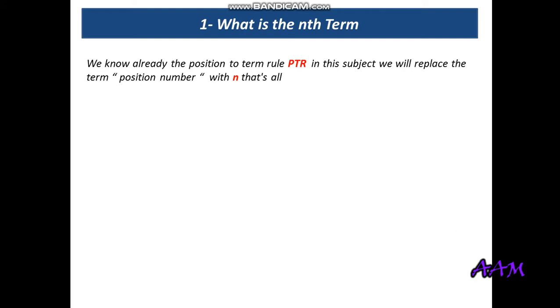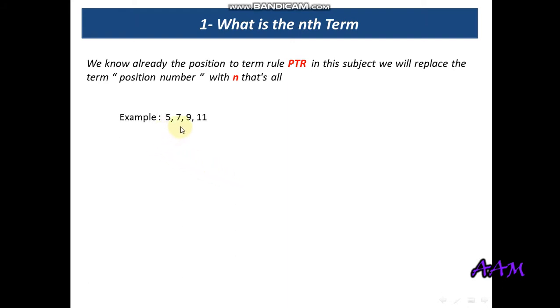We studied in the last video position-to-term rules, how we make the position-to-term rules. This is exactly the same, only you have to replace the term position number with n. That's all. We are not making a new formula. Let us make this example.